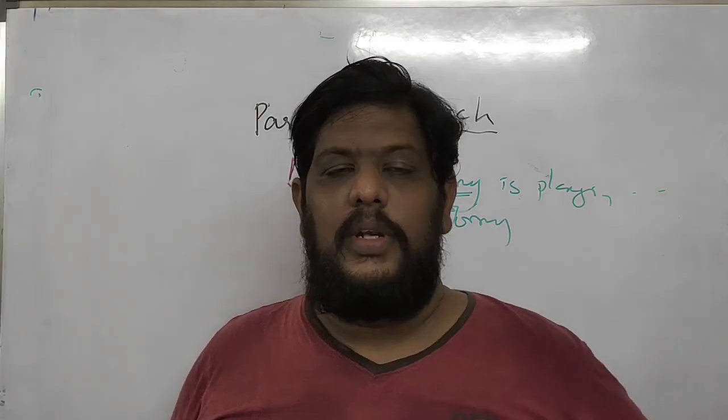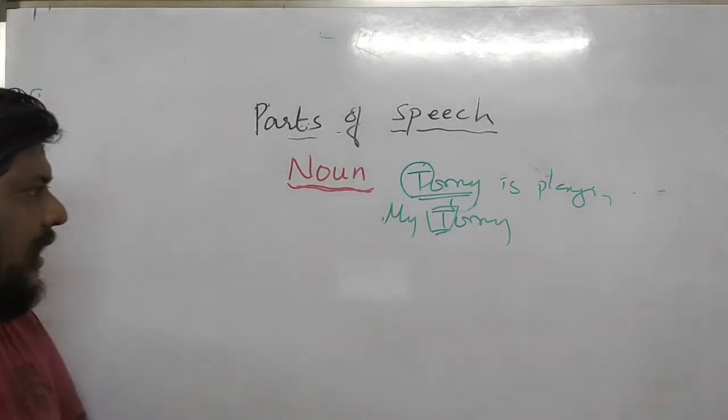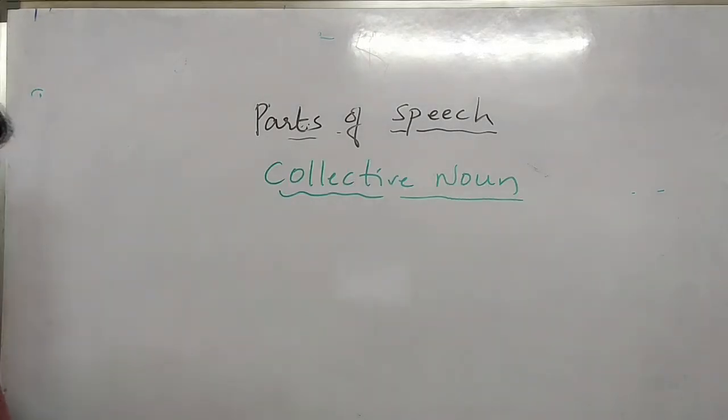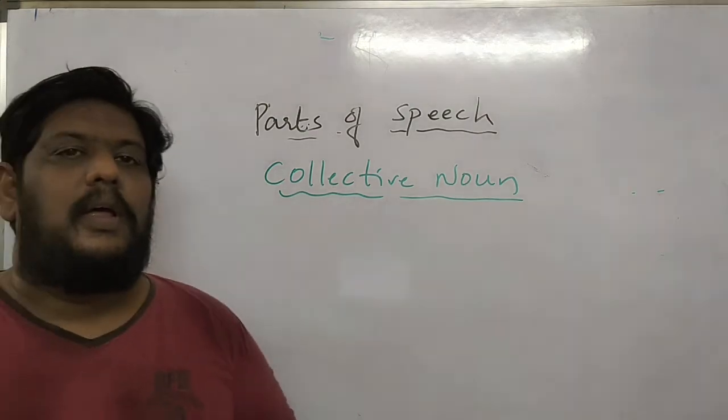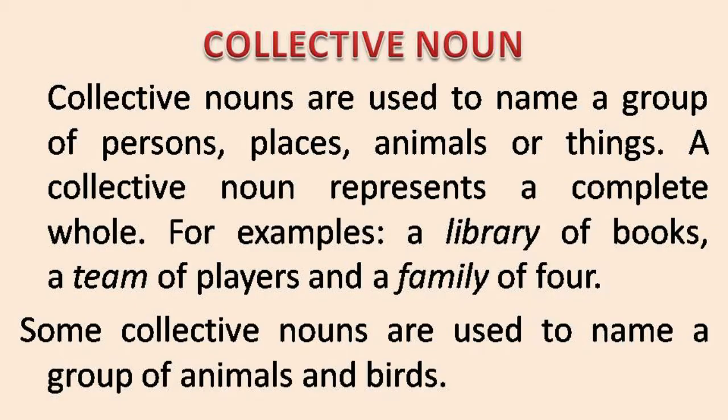Okay. So now the third noun is collective noun. The third noun is collective noun, and now you can see the definition on the screen. Collective nouns are used to name a group of persons, a group of places, a group of animals, a group of things. A collective noun represents a complete set or a complete whole. For example, a library of books, a team of players, and a family of 4.